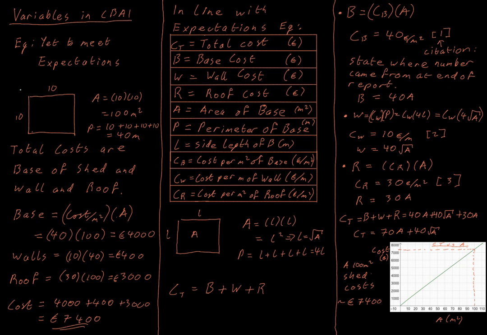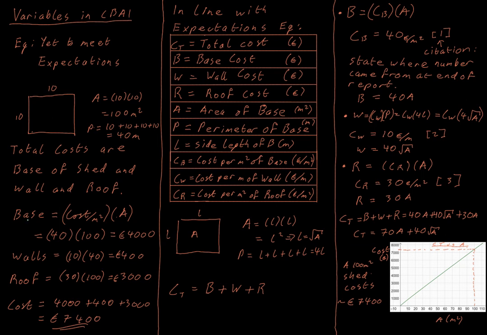I'm going to have a square shed, with walls that are 10 meters long and 10 meters wide. So the area of the base of my shed is going to be 10 by 10, which is 100 meters squared. And the perimeter is going to be 10 plus 10 plus 10 plus 10, so I end up with 40 meters for my perimeter. So I've done some maths here.